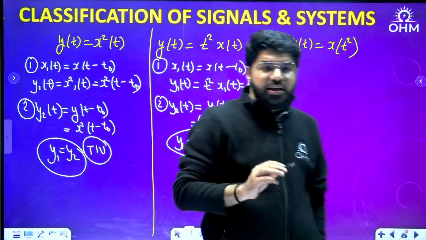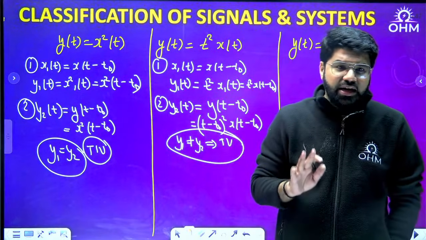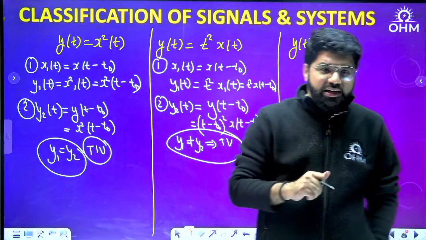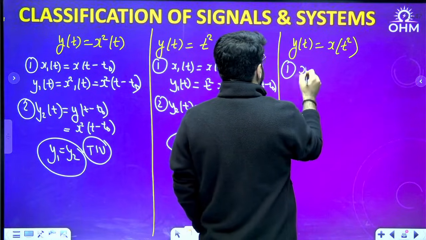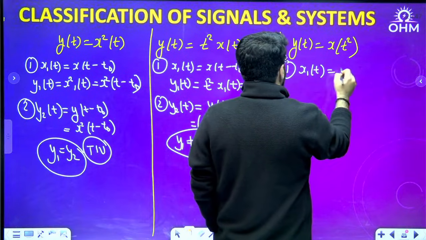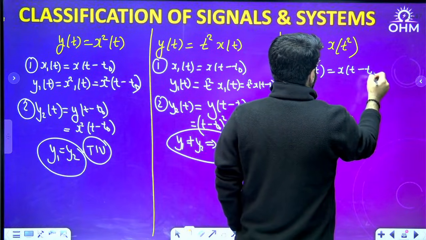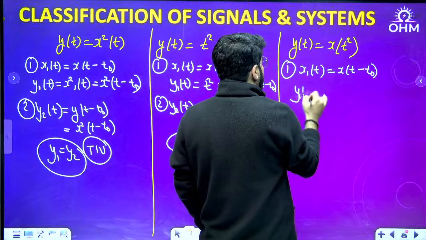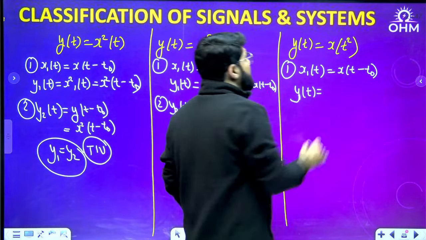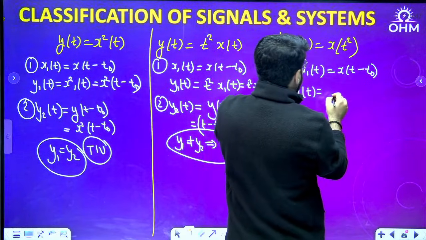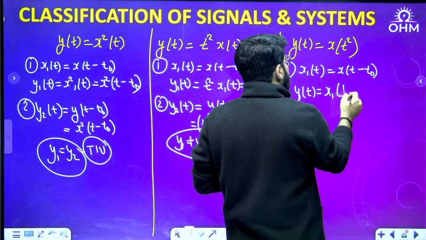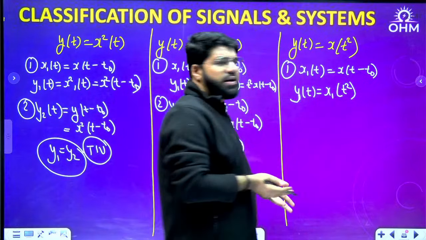Satyam says first time invariant correct, second time variant correct, third you are telling time invariant. Time to check the third one. Same procedure. Step number 1, take x1 of t as x of t minus t naught. What is y1 of t? What is the output input relation here? Output is x of t square. So if the input is x1, I will write output as x1 of t square.